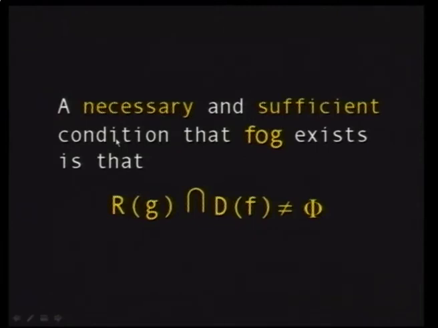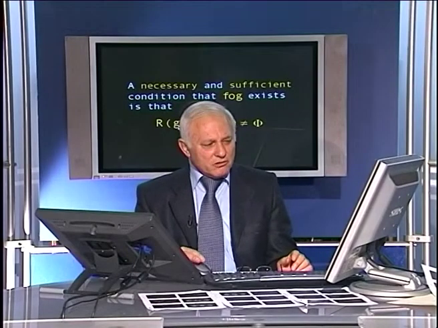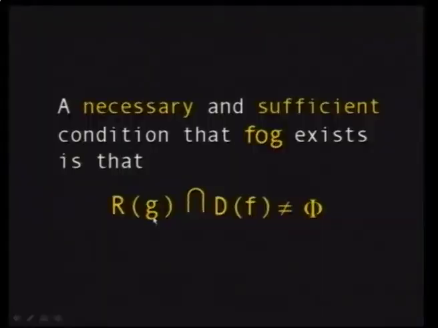So now we come to the condition upon which a composition exists. The condition is that the range of g intersection with the domain of f must be non-empty. In other words, the range of the inner function must intersect with the domain of the outer function. This comes first, g comes first, and then f later on.